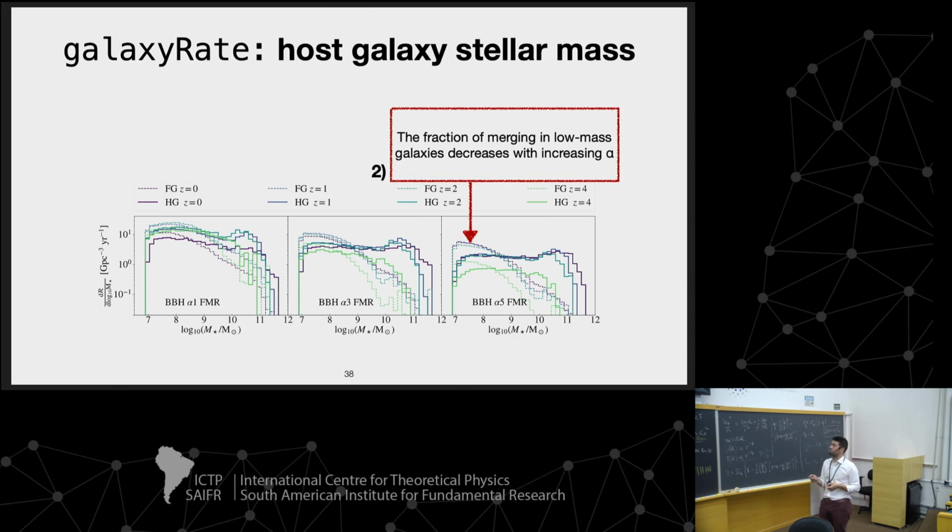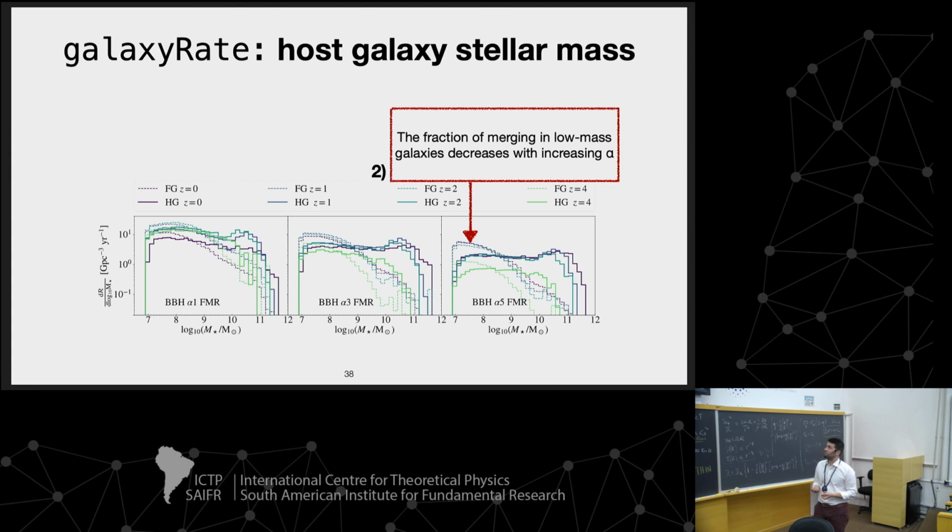If you instead use, for example, alpha equal to 5, you see that they still form in low-mass galaxies, which is where you expect them to form because they are metal-poor galaxies, but they tend to merge in high-mass galaxies. Basically, the distribution here is shifted to high-mass galaxies. This is an effect of the common envelope. So alpha equal to 5 gives you longer delay times, so your formation galaxy has more time to evolve and become a more massive galaxy.